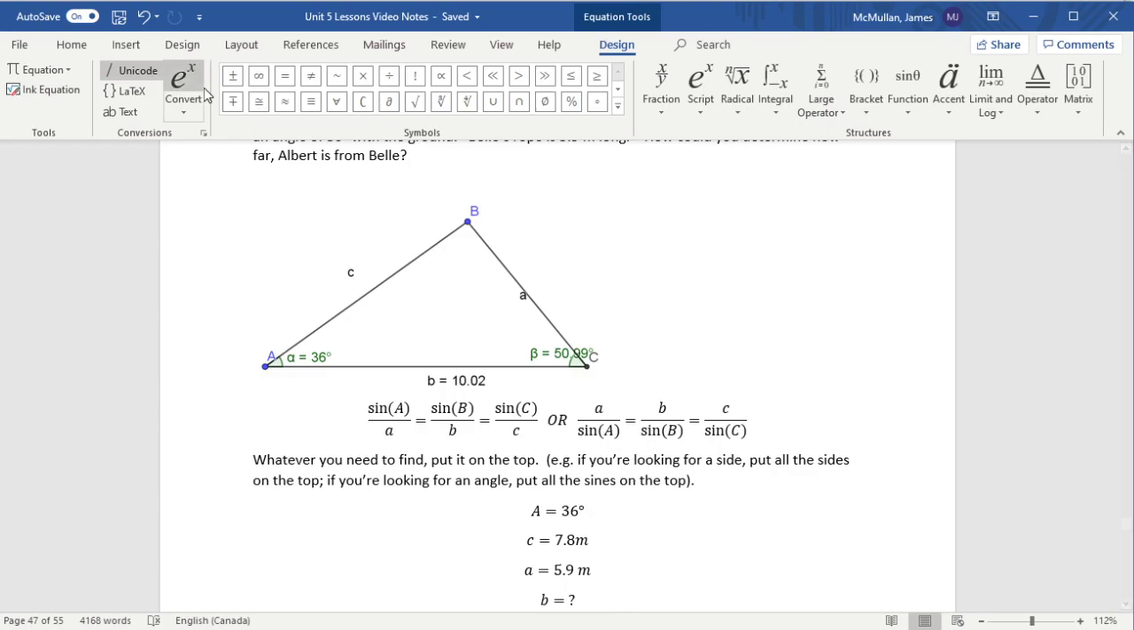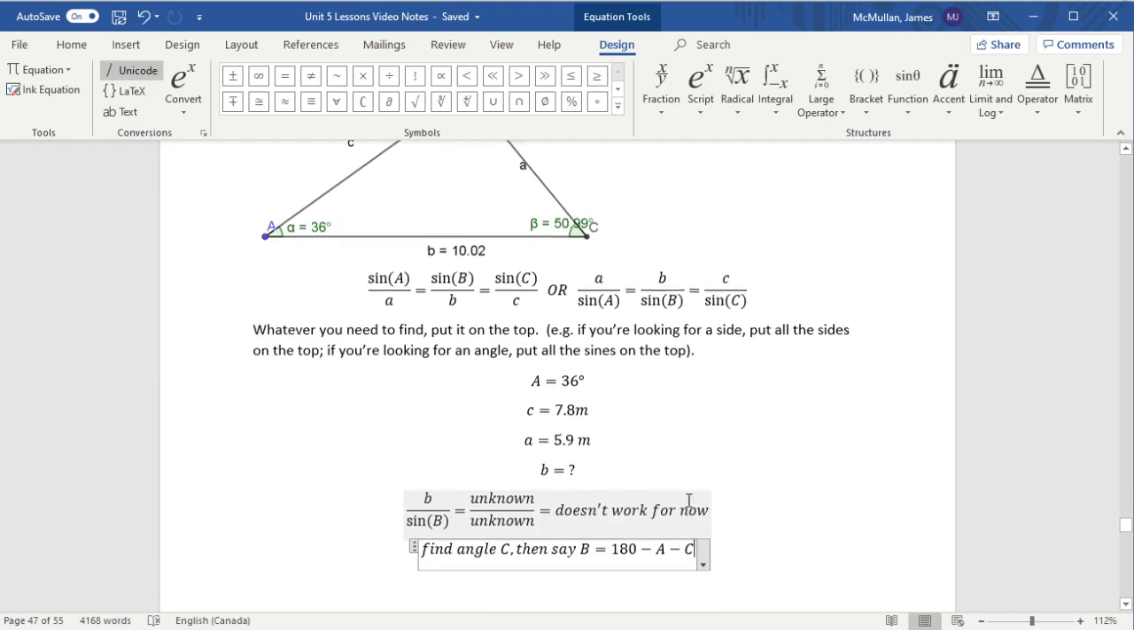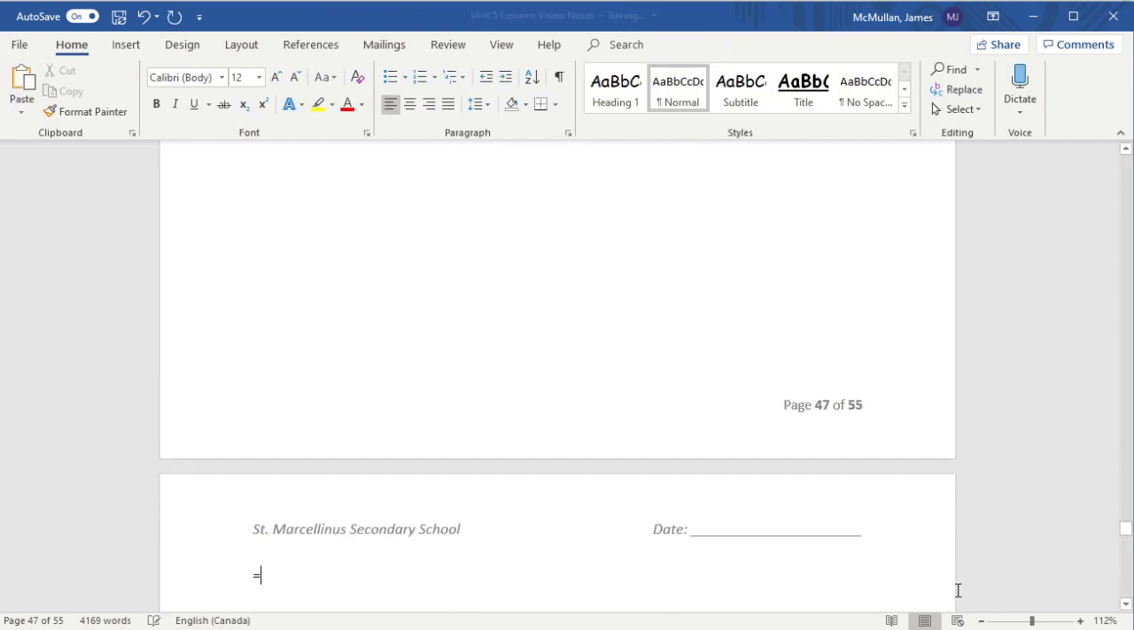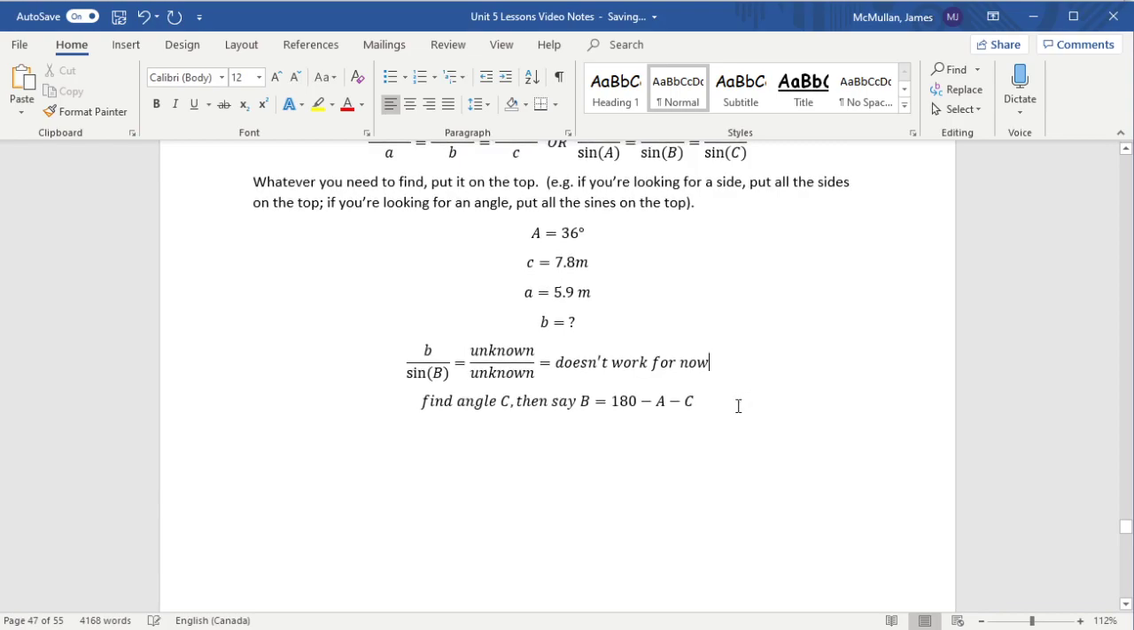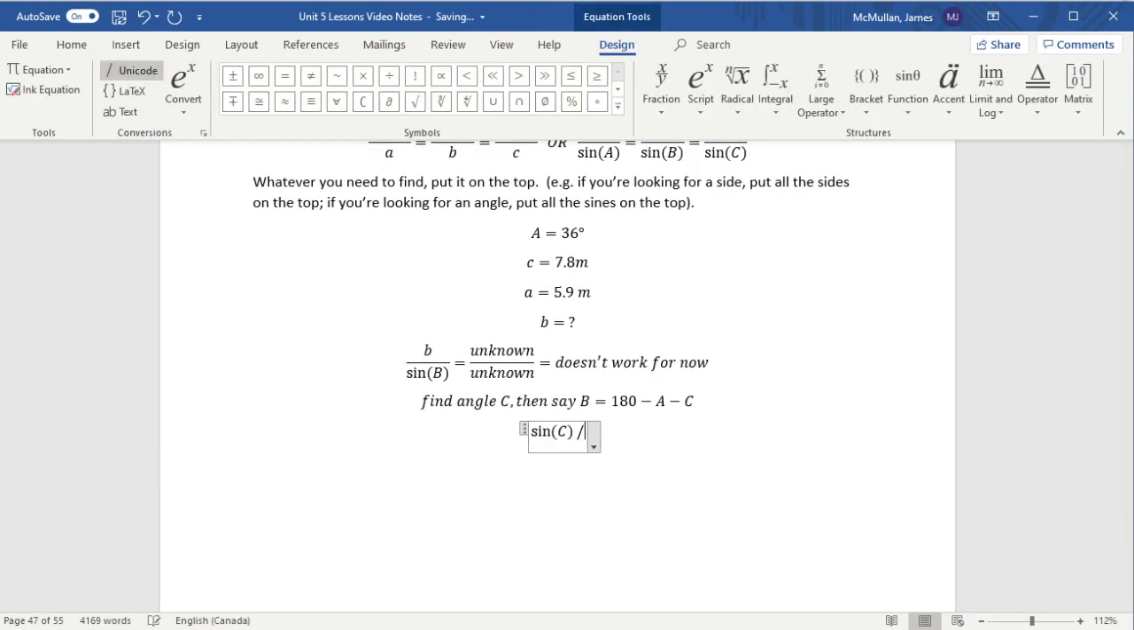Okay? So when you're working with the sine law, you're always working with a pair, A and A, or B and B, or C and C. Okay? So like that. Anyway, to do this, we're going to start by finding the angle that goes with C. So I'm going to start with sine C divided by 7.8 equals sine A divided by 5.9. And we'll just move things around. We get sine C is 7.8 times sine A divided by 5.9.